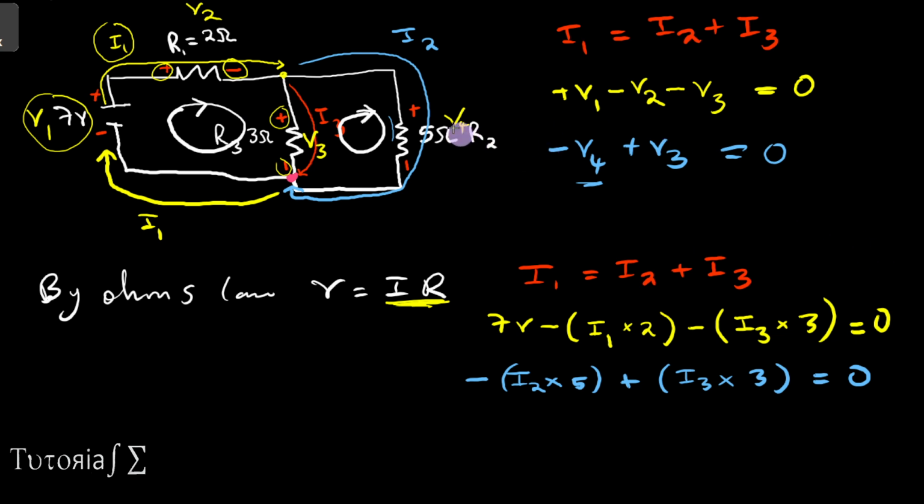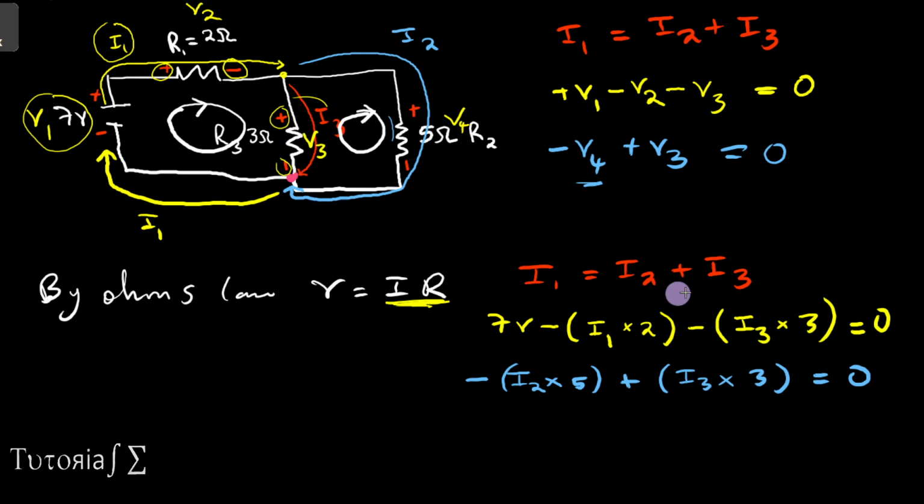We go to voltage 4, which is this one. So we say negative. The current going through voltage 4 is I2. Okay, I2 times 5, which will give us this. Then we have a plus here, so plus voltage 3, which is this one. The current going through voltage 3 is I3. So we say I3 times the resistance, which is 3, and we say equal to 0 because we are done with the loop.